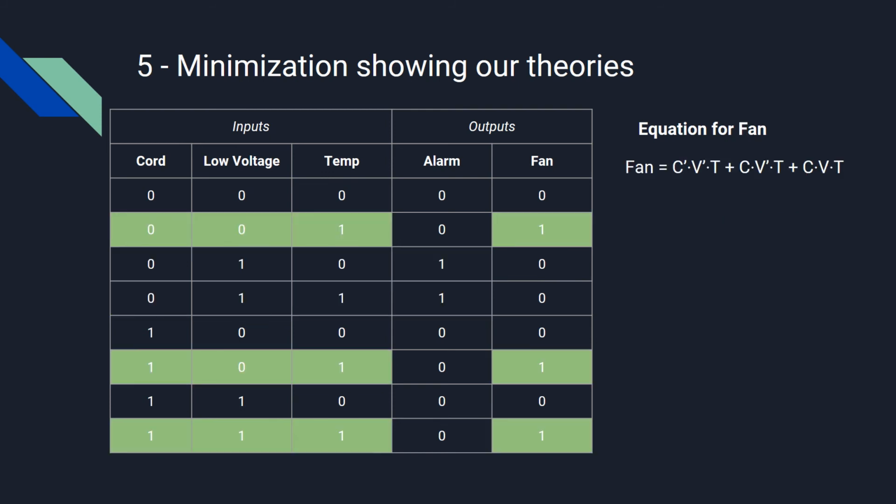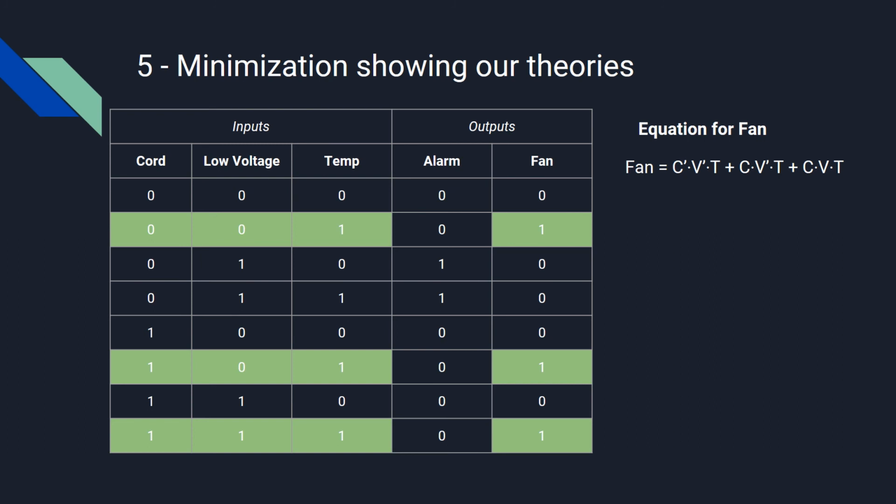Similarly, for our fan output, we look to our truth table and see where the fan output is high. We notice that the fan is on when we have no cord input, no low voltage input, and a high temperature input, or when we have a cord input, no low voltage input and a high temperature input, or when all of our inputs are high. Thus, this gives us the formula not C, not V, T, or C, not V, T, or C, V, T.